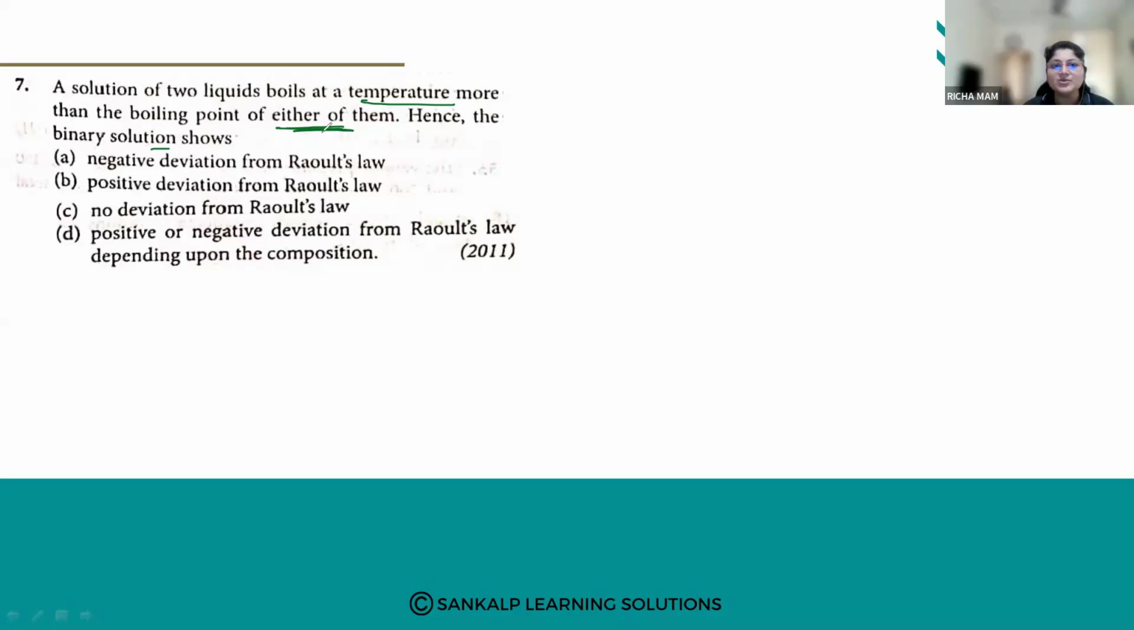It means what? Higher. It is at a higher temperature. Okay, remember that. It is at a higher temperature than either of the two. Binary solutions means what? The two liquids. Okay, two liquids when they are mixed, right? So you get a binary solution. Binary means two. Now here the boiling point of that solution is higher. The two liquids are boiling at a higher temperature than the boiling point of the two liquids. So the solutions are boiling at a relatively higher temperature.